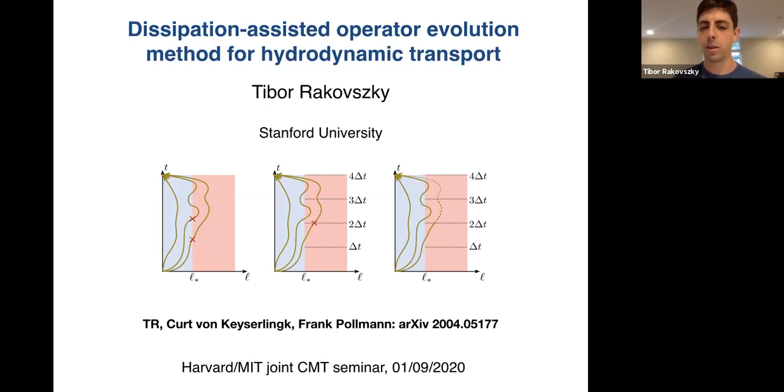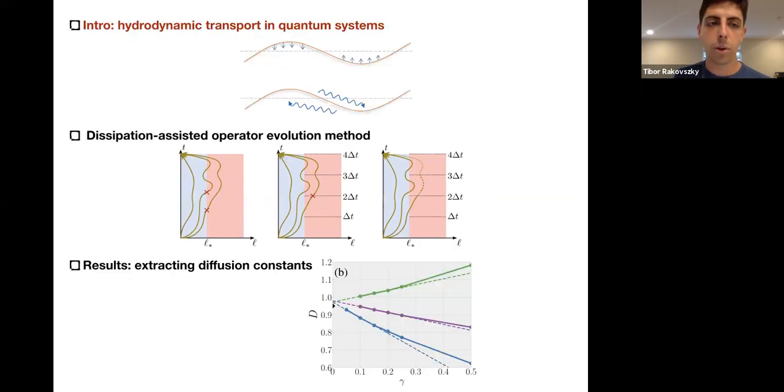So what I will talk about is a method that we came up with for trying to bridge this gap and start with some microscopic Hamiltonian and figure out even quantitatively what is the hydrodynamic behavior. And it's described in this preprint that we put on the arXiv a few months ago. So I will first give a little bit of an introduction of what I mean by hydrodynamic transport. And then I'll describe the method that we came up with, and then finally show you some results and try to convince you that it actually works quite well and gives you reliable results.